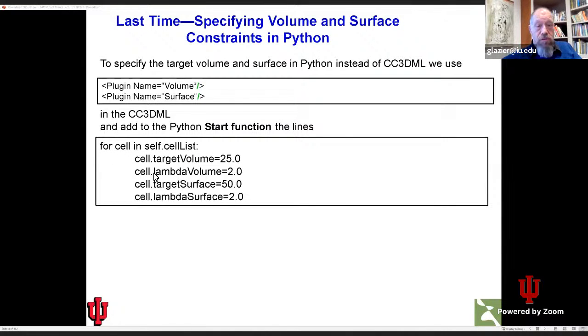So I want to just review a few of the key ideas from class last time. One of the key things that we did last week was begin to use Python to specify cells' target volumes and target surface. In the CC3D-ML, you take out all of the detail in the volume and surface plugins. That means that in the Python, you have to supply that information. So for example, here, we've gone over all the cells of the simulation and given them a target volume and a target surface, lambda volume and lambda surface. And we'll be doing that again and again as we go through this semester.